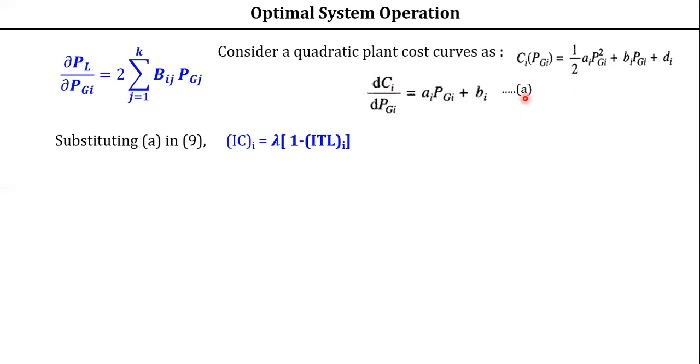Now after getting this, substituting this A in equation 9. What is equation 9? This is equation 9. Just because this is a presentation, I am repeating that equation again here. Otherwise there is no need to repeat it. So this is your equation 9, which we have derived. What is this equation known as?